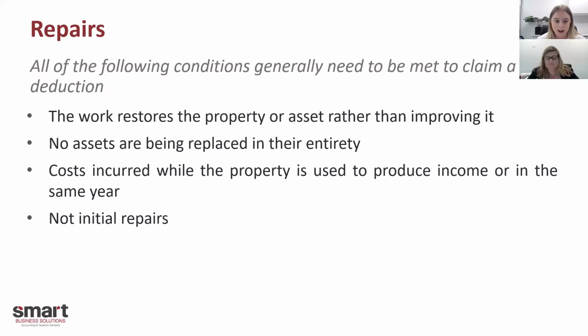The third criteria we have is that the costs are incurred while the property is used to produce income in the same year. So the ATO does have some flexibility around this, but generally speaking, they're just making sure that any expenses incurred are only being claimed in that same year that the income was produced on that property. So quite a straightforward one there. And we do have an example coming up.